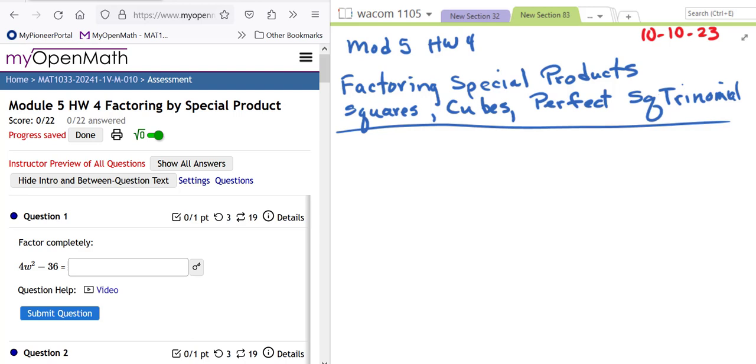This section has 3 different kinds of problems in it. It has some problems that are 2 terms, and we have 2 types that are 2 terms. We have difference of squares. They have to be 2 terms, they have to be minus, and they have to be perfect squares. We have cubes, and cubes can be plus or minus, and they have to be perfect cubes.